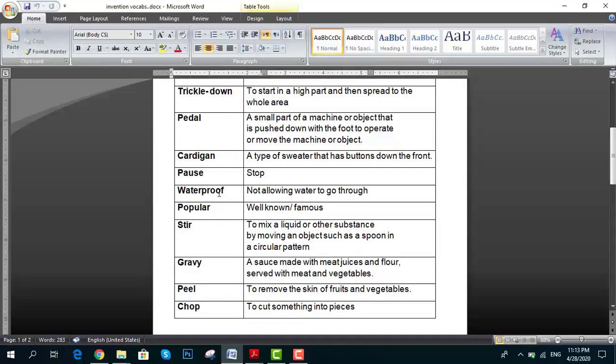Waterproof, it means not allowing water to go through. So, for example, I can say waterproof boots or waterproof phone or waterproof clock. So here we can use waterproof in many different ways. Popular is when we talk about something or someone that is famous or well known. So I say Obama is a popular man or is a popular president. He is famous or well known. We know him. All of us know him. Okay?